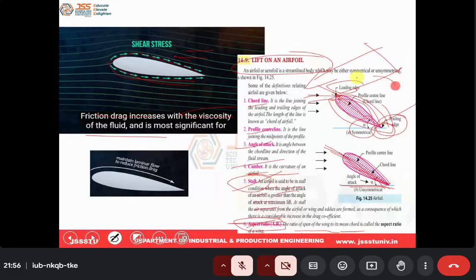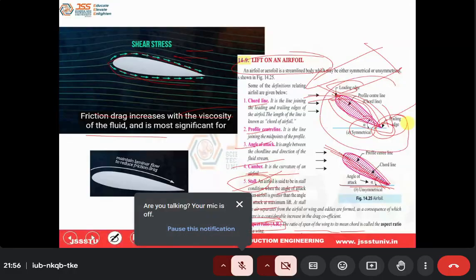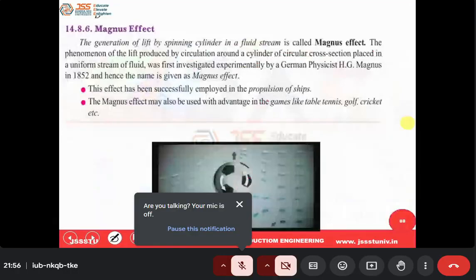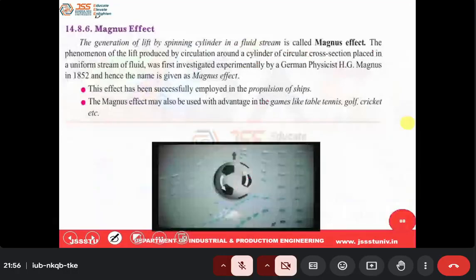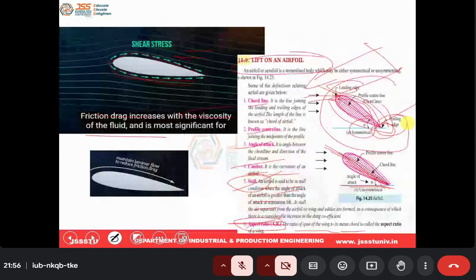So these are the parts that come under any aerofoil: angle of attack, chord, stall, camber, and aspect ratio. Is it clear? Yes, sir.